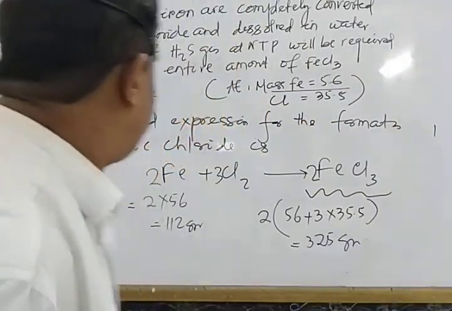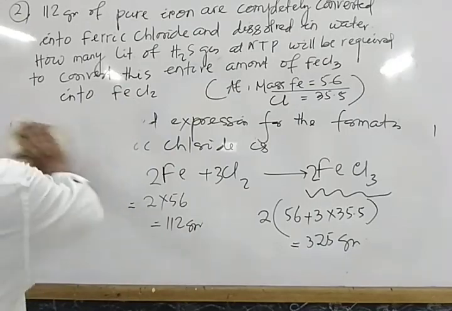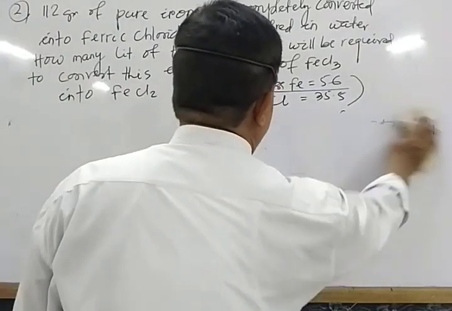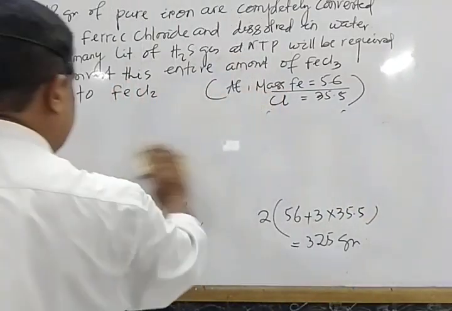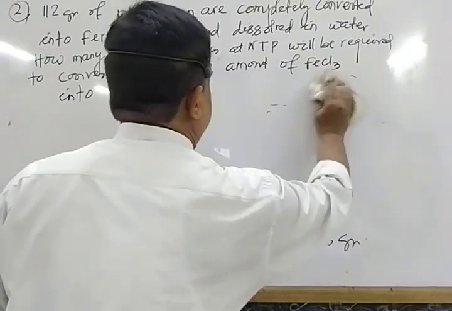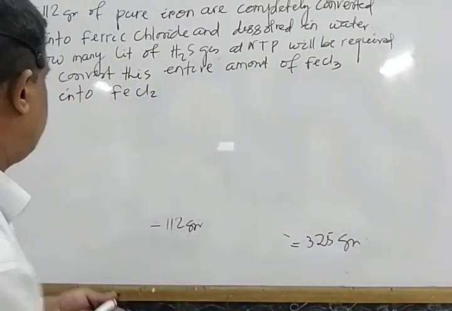Then switch over to the second expression. What is the second expression? The second expression is the conversion of ferric chloride to ferrous chloride. Mark the second expression: conversion of ferric chloride to ferrous chloride.